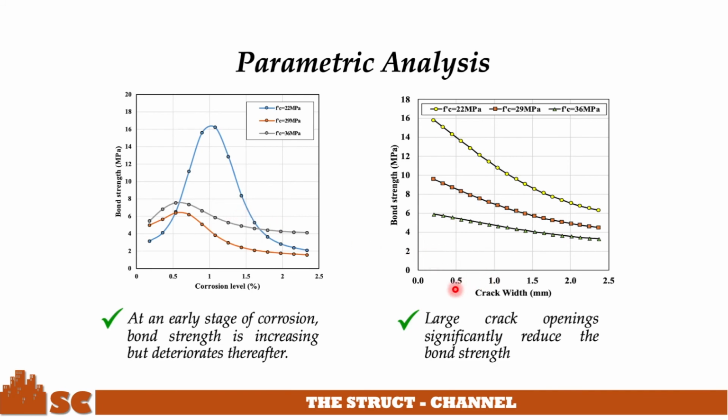In the next figure, the large crack openings significantly reduced the bond strength. This growing crack width was associated with the rising internal tensile stress due to excessive corrosion level in the reinforcement. As a result, wide openings were created, exposing the rebar to chloride-rich environments, allowing corrosion to develop in a more rapid phase.